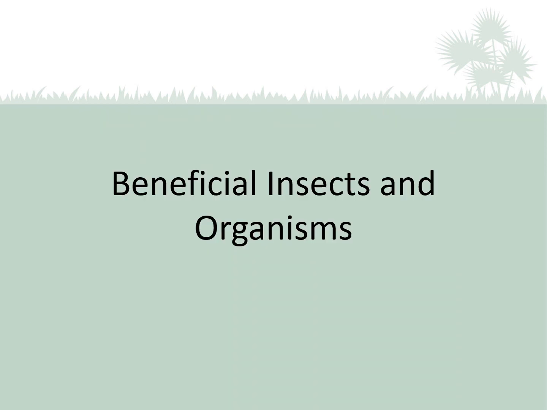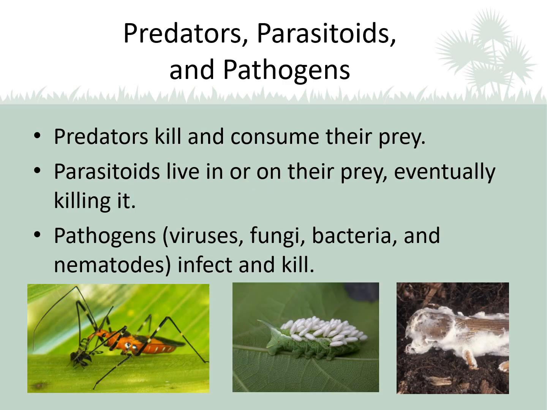Now let's look at some beneficial insects and organisms. They can be predators, parasitoids, or pathogens. Predators kill and consume their prey. Parasitoids live in or on their prey, eventually killing it. And pathogens, such as viruses, fungi, bacteria, and nematodes, infect and kill organisms.